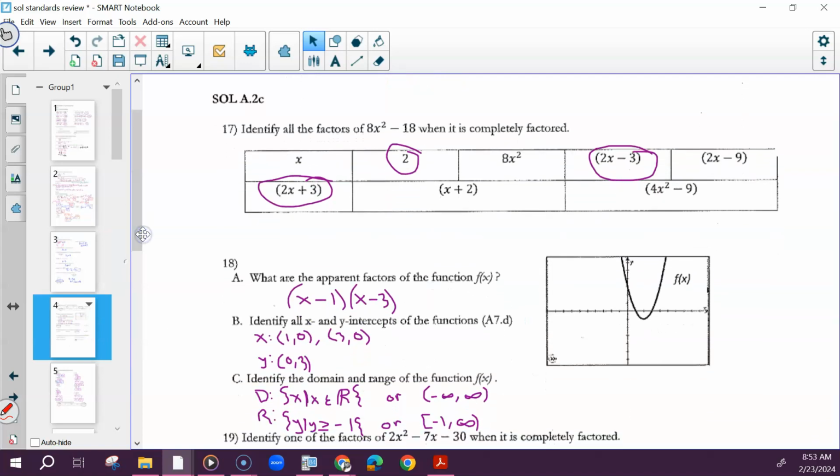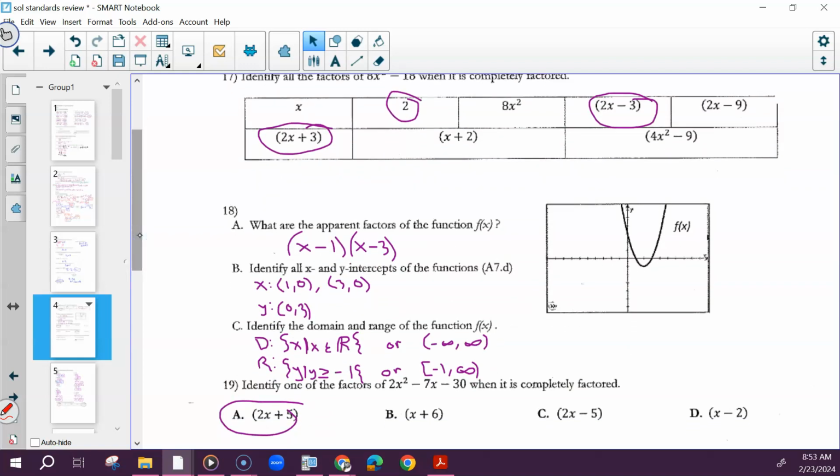For 2C, circle these three things, 2x minus 3, and 2x plus 3. 18a, write this in parentheses, x minus 1, and then x minus 3. 18b, you should have been able to do, because that was just finding x and y intercepts. X intercepts were 1, 0, and 3, 0. Y intercepts were 0, 3.